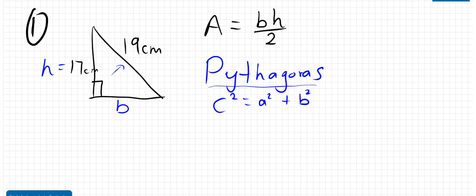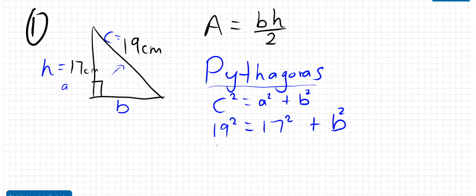So with Pythagoras, we know the theorem is c squared equals a squared plus b squared. We know c is the hypotenuse, so in this case c is 19. So always identify your variables so you don't make a mistake. H is 17, which I'm calling my height. That can be just side A, and B can be my base. So let's substitute our values. C is 19, so 19 squared is equal to A squared, which is 17 squared, plus B squared, which is my base. Now that I've substituted my values, I just have to solve for B.